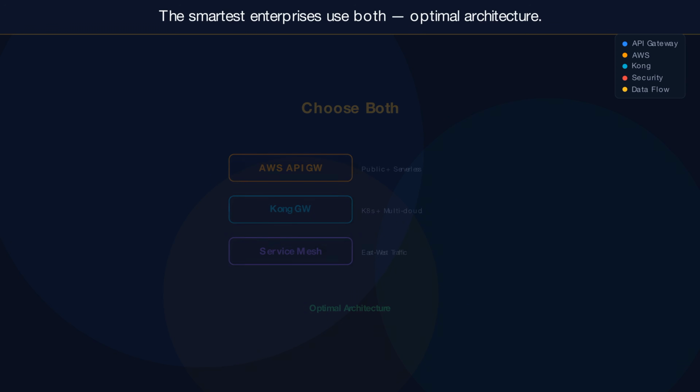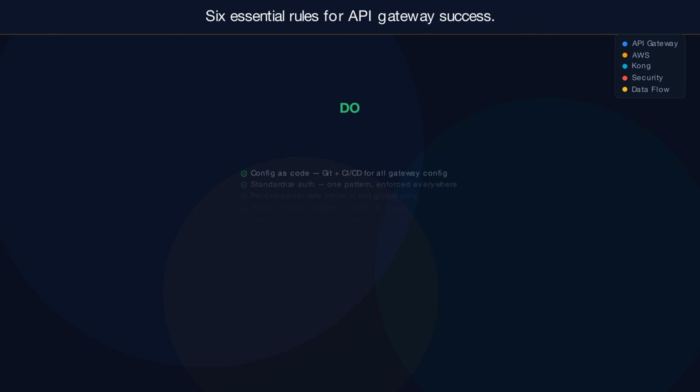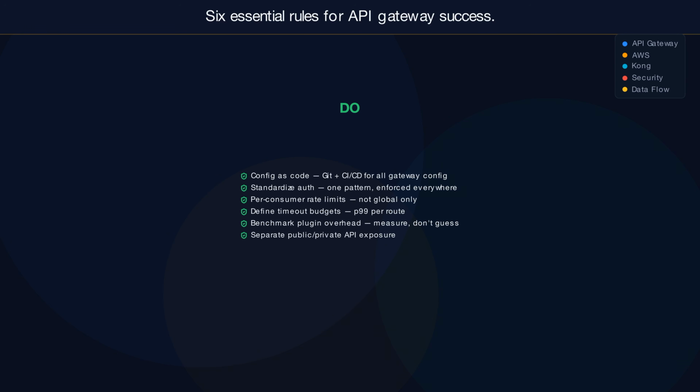Best practices and recap. 6 essential rules. 1. Configuration as code. Store all gateway config in Git. Deploy through CI/CD. Never click through a console for production changes. 2. Standardize authentication. Pick one pattern, JWT, OAuth, or API keys, and enforce it organization-wide. 3. Per consumer rate limits. Global limits protect the gateway, but per consumer limits protect fairness.